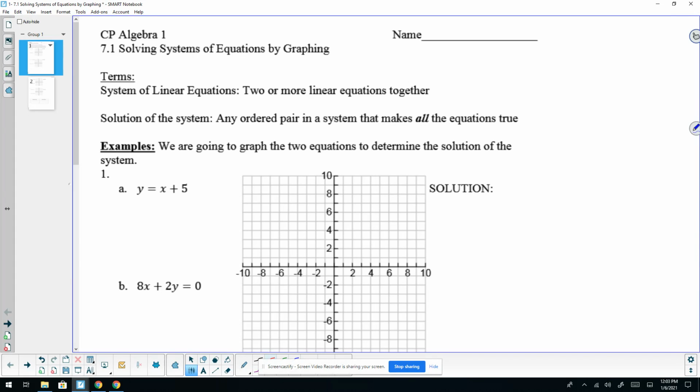Back to Mr. DuPage's classroom. This lesson is for my Algebra 1 class. It is 7.1, Solving Systems of Equations by Graphing.